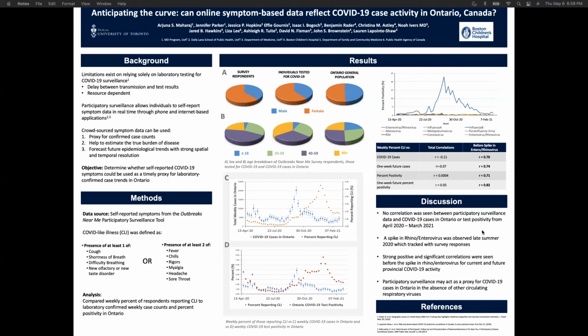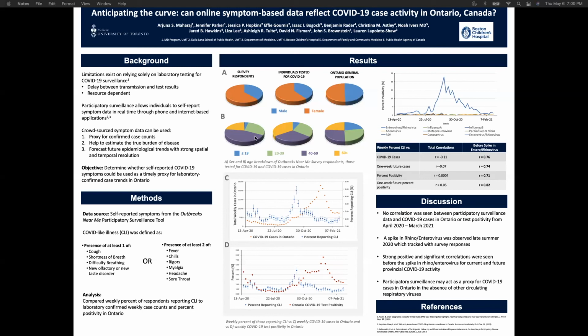Let's go through some discussion points. So overall, we didn't see any correlation between participatory surveillance and COVID-19 cases in Ontario or test positivity between our time frame of April 2020 to March 2021. There was a spike in rhino and enterovirus in the late summer of 2020, and this tended to track well with our survey responses.